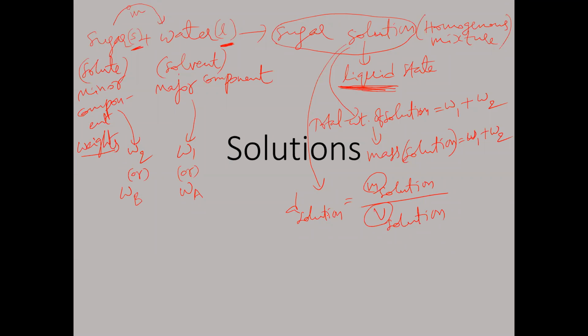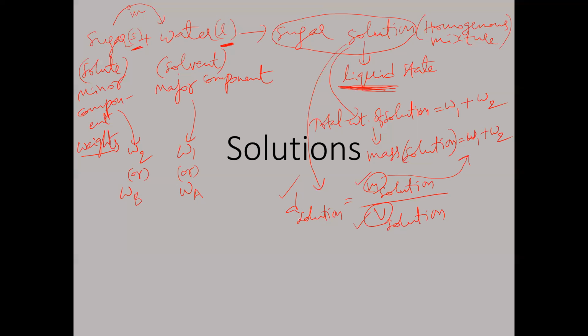In some numerical problems, density and volume of solution will be given to you, and they will ask you to find the mass of solution. Mass of solution is equal to density into volume. Mass of solution is nothing but W1 plus W2, so W1 plus W2 is equal to density into volume.